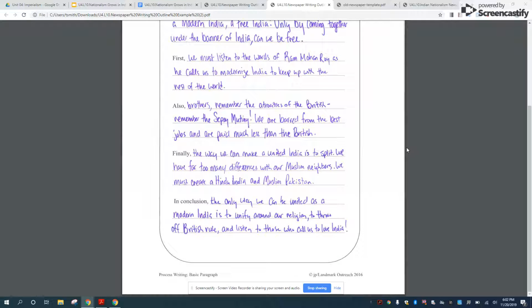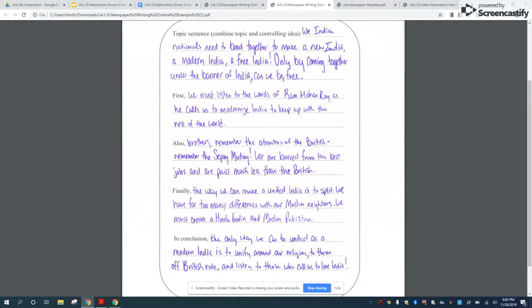Finally, the way we can make a united India is to split. We have far too many differences with our Muslim neighbors. We must create a Hindu India and a Muslim Pakistan. In conclusion, the only way we can be united as a modern India is to unify around our religion, to throw off British rule, and to listen to those who call us to love India.